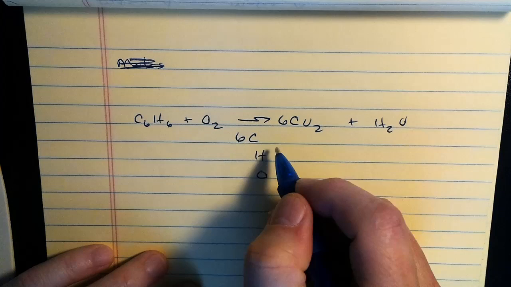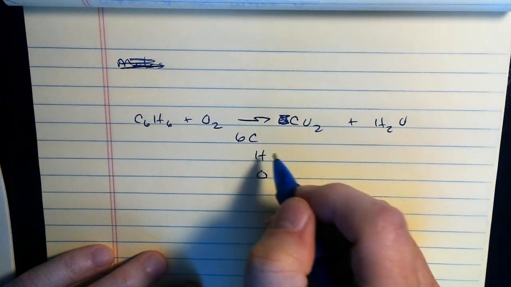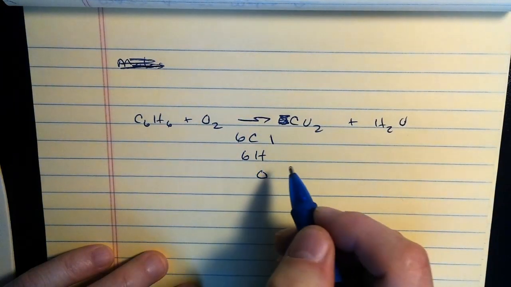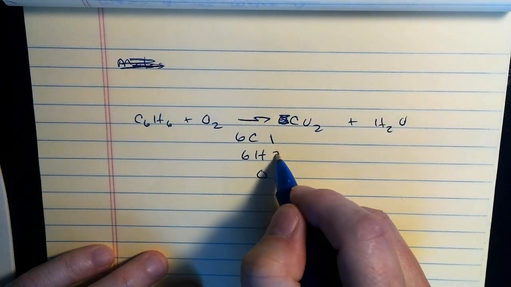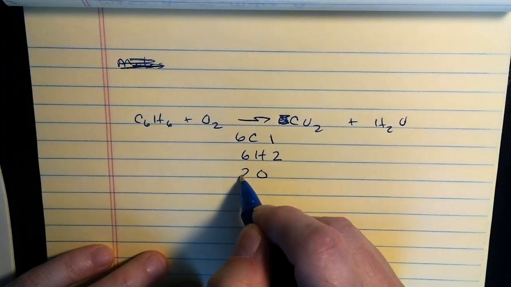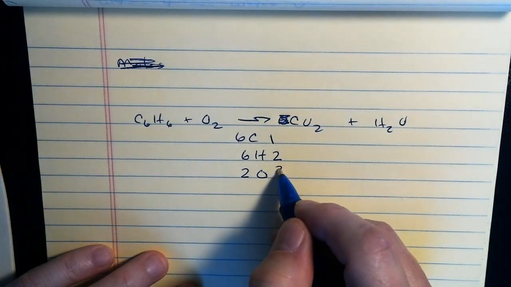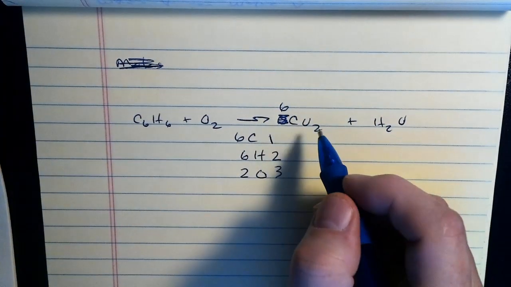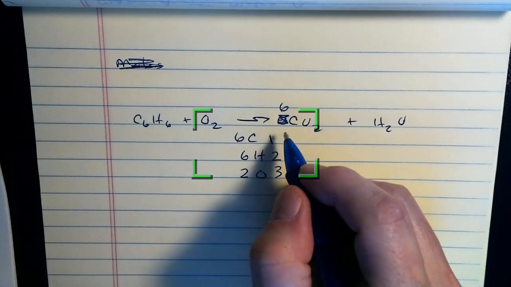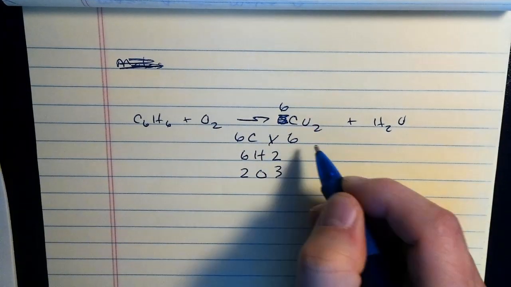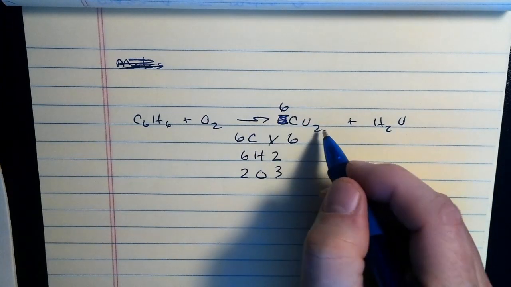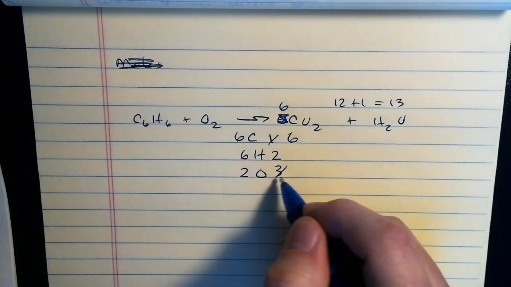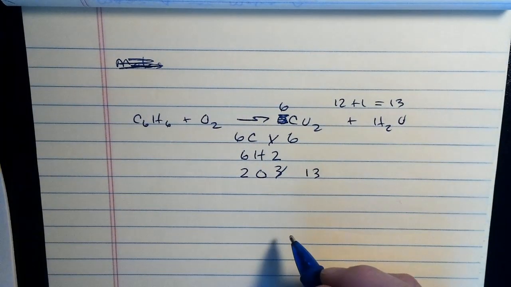We got 6 carbons on the left and 1 on the right. And then we got 6 hydrogens on the left and 2 on the right, and 2 O's on the left and 3 on the right. Now we are going to put a 6 right here in front of carbon dioxide. So 6 times 1 carbon is now going to be 6, so that takes care of carbon. 6 times 2 oxygen will be equal to 12, plus that 1 is equal to 13. So now we have 13 oxygens.